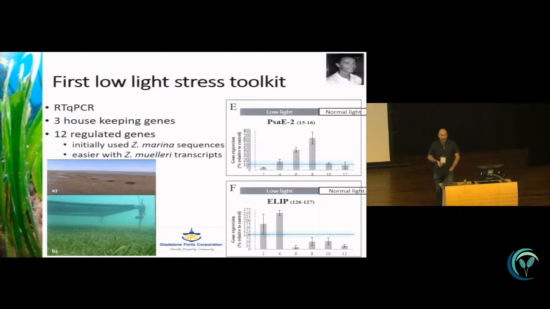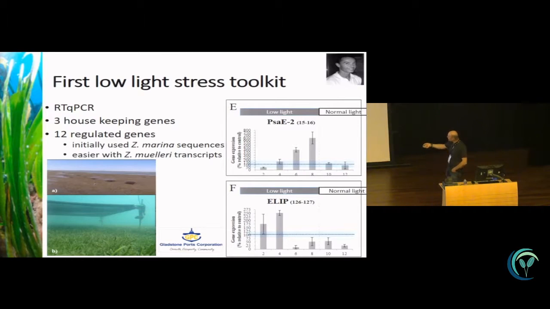And we had no Muelleri genome to inform any of our selection of primers. And so it took us an inordinate amount of time to get 3 housekeeping genes and 12 regulated genes, because we kept taking a sequence from Zostera marina and finding that it wasn't quite the same as Muelleri. This is part of the evolution, part of what we had to do before we could get the fully sequenced transcripts of Muelleri.